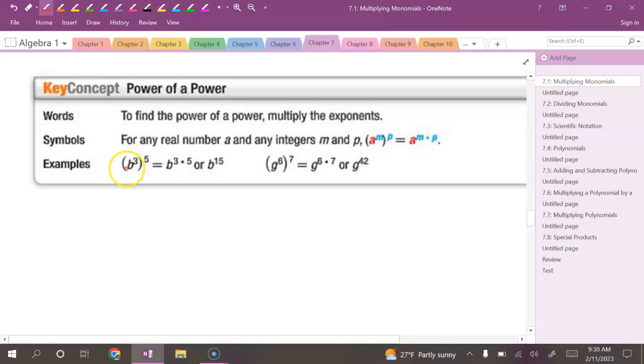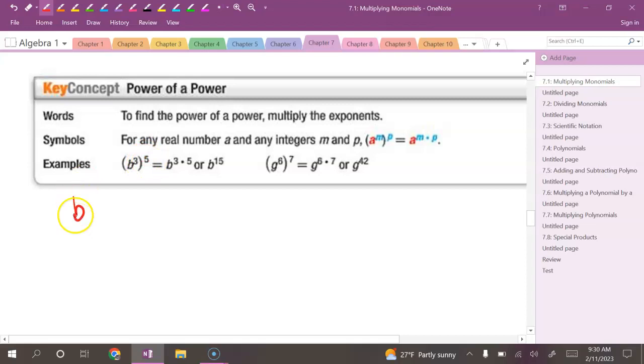You can see how you've got b to the 3rd here, and all of that is being raised to the 5th power. Now the shortcut for these, because those exponents are only separated by that parenthesis, is that you can take those exponents, 3 and 5 for this example, and multiply them together. If I were to expand this one, it means that I have b to the 3rd 5 times, because b to the 3rd is being raised to the 5th power.